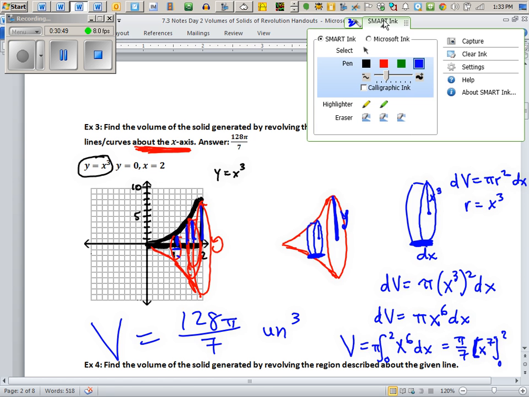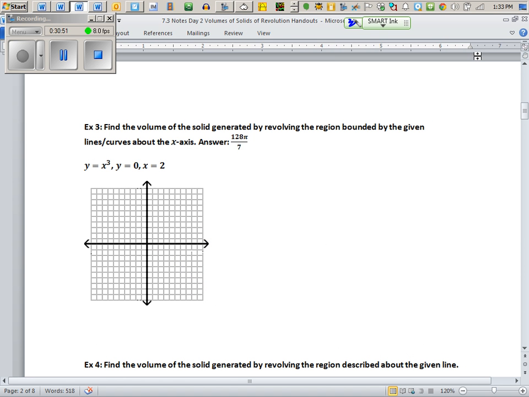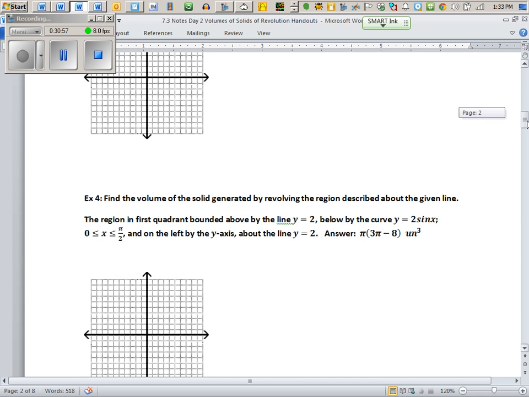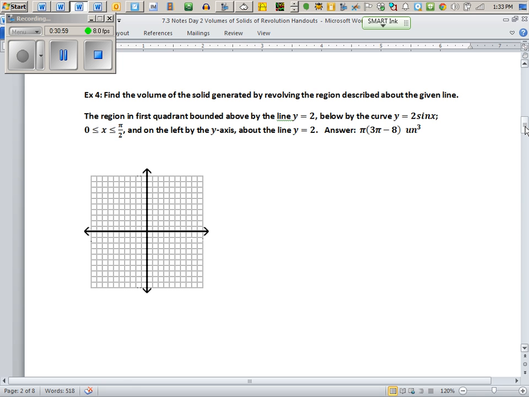Okay, so the next question asks basically, what happens if you're not rotating around an axis? What if you're rotating around some other line? So that's what this next one's about. Look at number 4. Find the volume of the solid generated by revolving the region around the given line. So notice it doesn't say around the x-axis anymore. So they're going to try and mess with us.